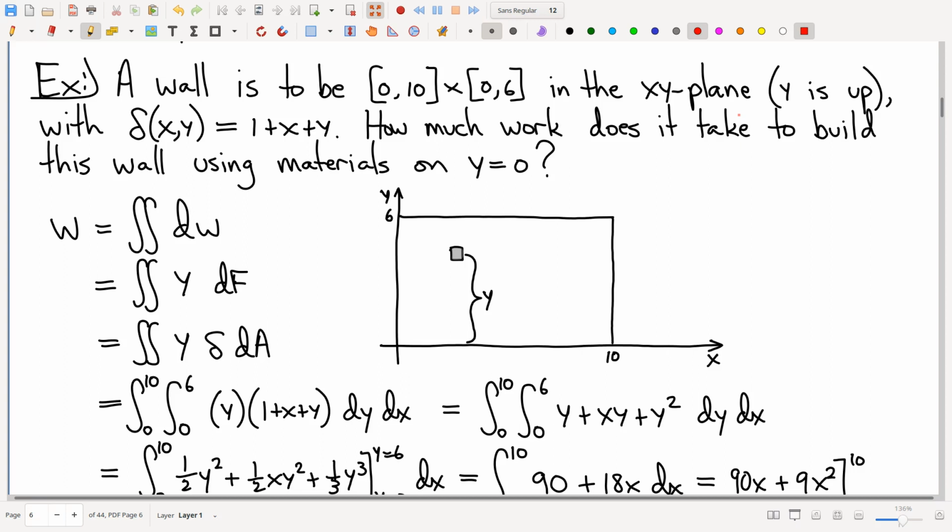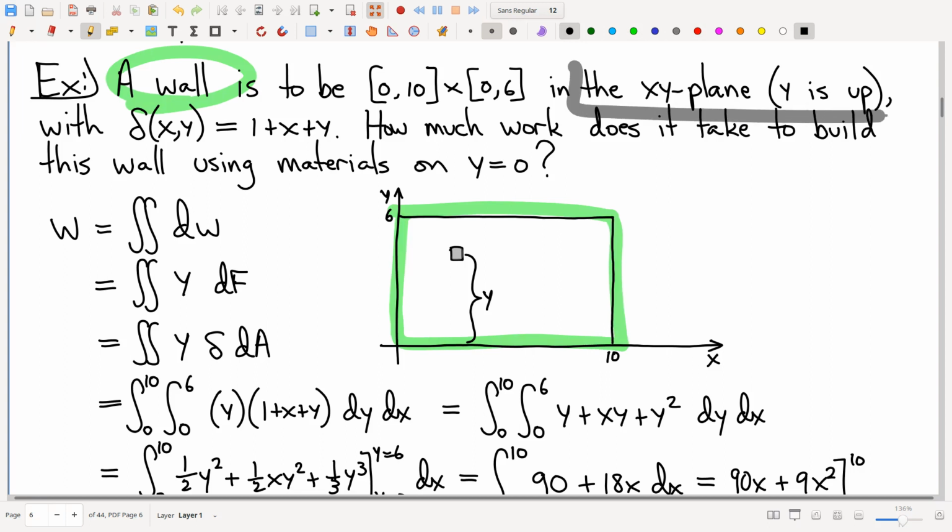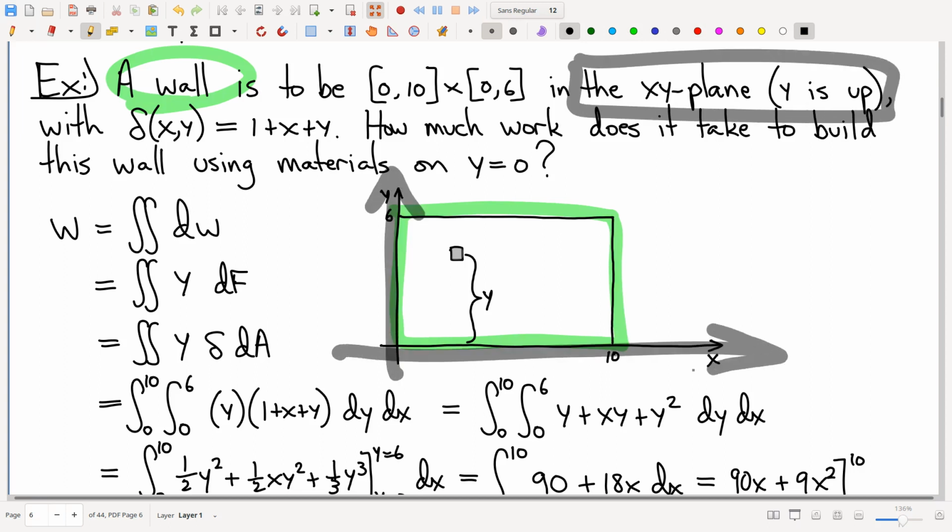So here's the idea. We have this wall. You'll notice there's a rectangle, and I've got some parameters that I've set up. I'm going to think of the y-axis as being up, and the x-axis as being parallel to the wall, the base of the wall.